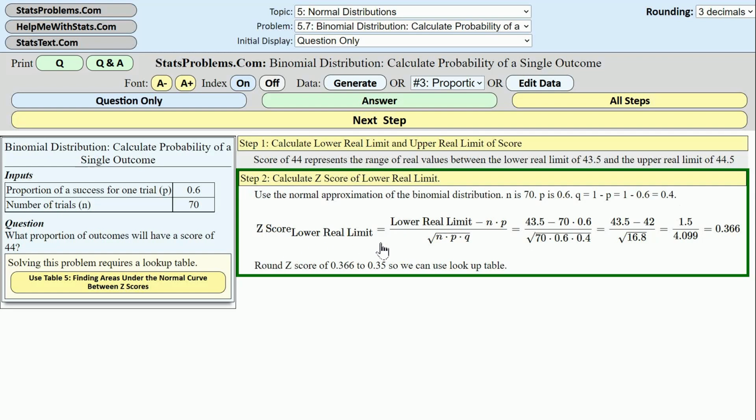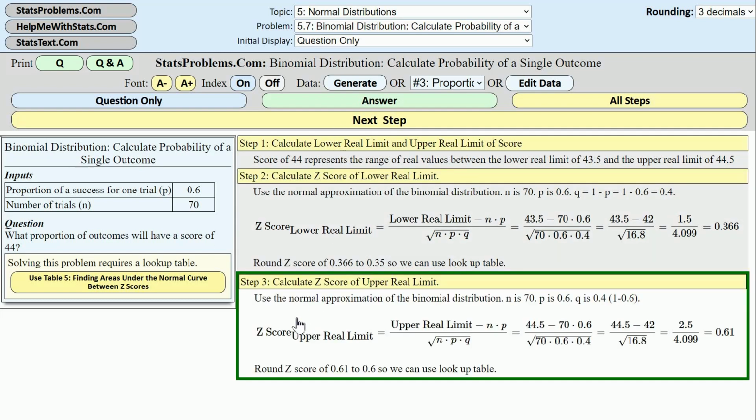The z-score of the lower real limit equals lower real limit minus n times p divided by the square root of n times p times q. With these data, equals 43.5 minus 70 times 0.6 divided by the square root of 70 times 0.6 times 0.4, which works out to 43.5 minus 42 divided by the square root of 16.8, which works out to 1.5 divided by 4.099, which works out to 0.366. Our table uses z-scores with 0.05 between entries, so we round the z-score of 0.366 to 0.35.